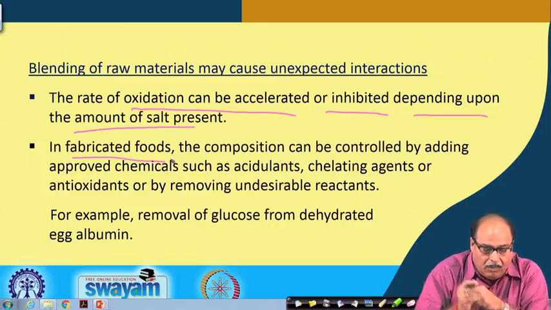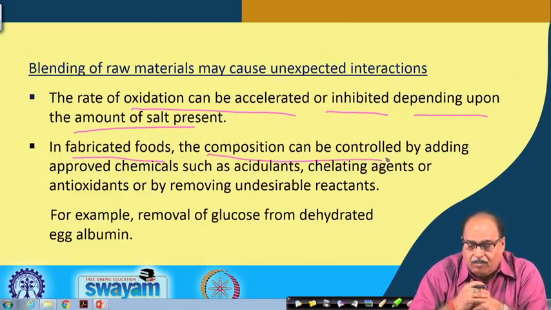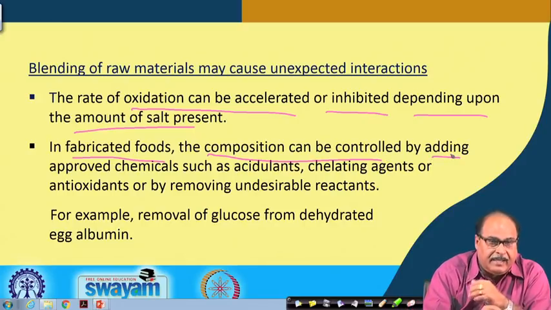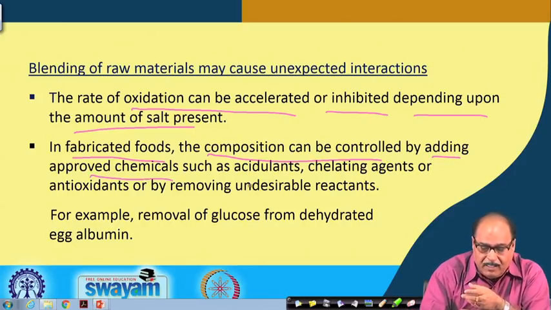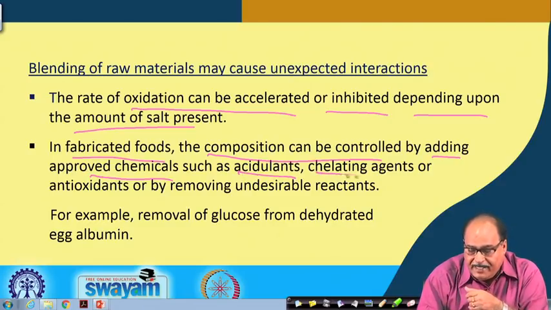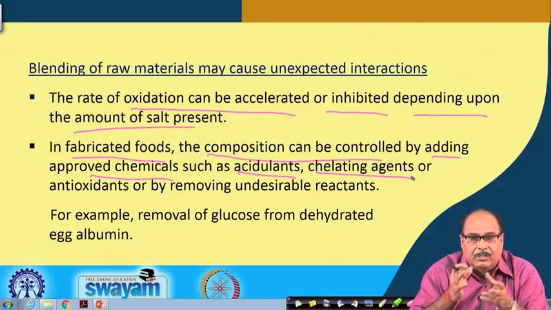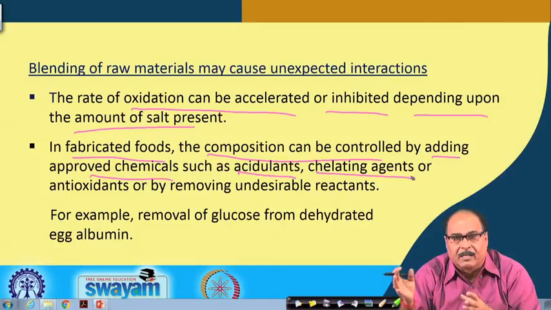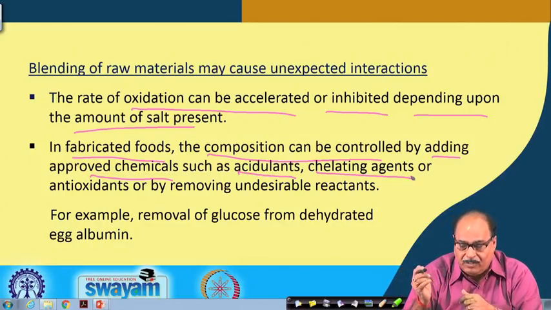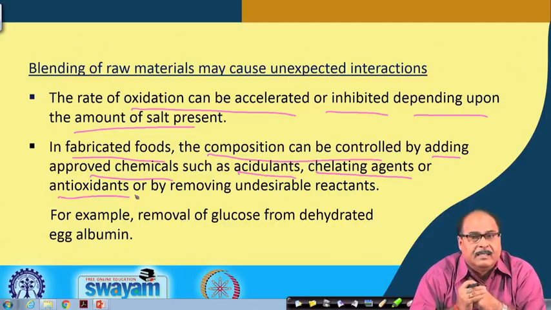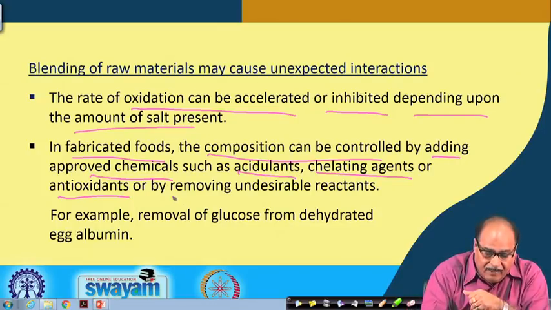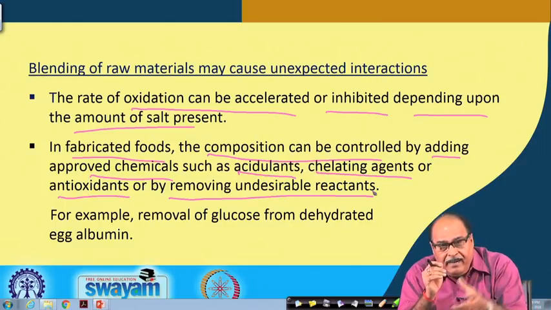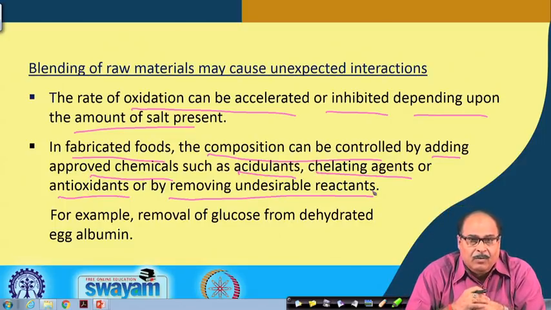Similarly, in the case of fabricated food, even the composition of the product can be controlled by adding certain food grade approved chemicals such as acidulants and chelating agents. Chelating agents can bind the metal ions, and therefore stop them from reacting further with other components and bringing about changes. Even antioxidants can be added to control oxidative hydrolysis, oxidative rancidity and other reactions, or one can control by removing the undesirable reactants from the system.